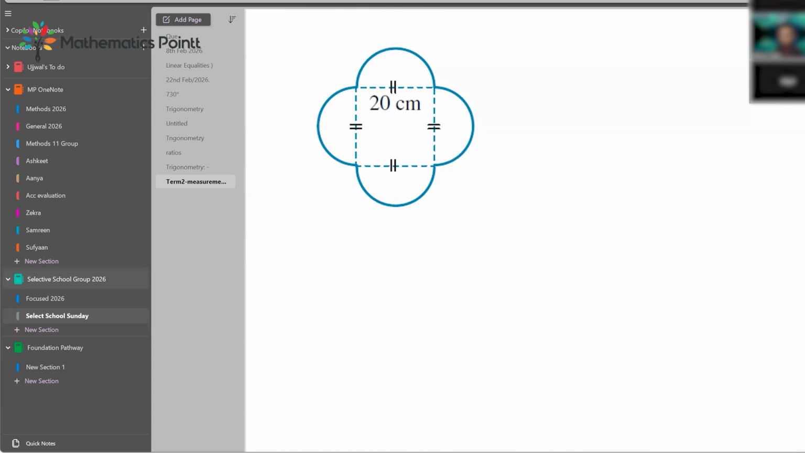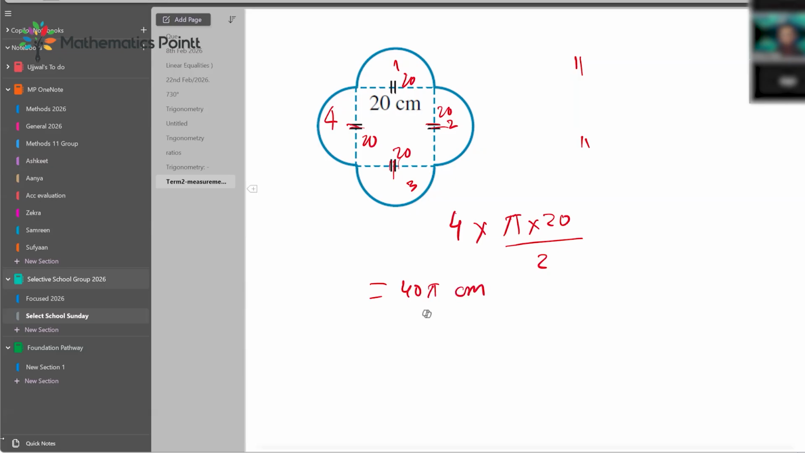Now, how do we do it? It's very, very simple. Again, you've got 4 semicircles. Semicircle 1, semicircle 2, semicircle 3, semicircle 4. And every semicircle has the same diameter, 20, 20, 20, 20. These two lines tell me that they are the same. If I draw one line or two lines, geometry allows me to do it. There's no rule behind it. So 4 semicircles means 4 times pi times d, where the diameter is 20, divided by 2, which gives you 40 pi centimeters. Good.